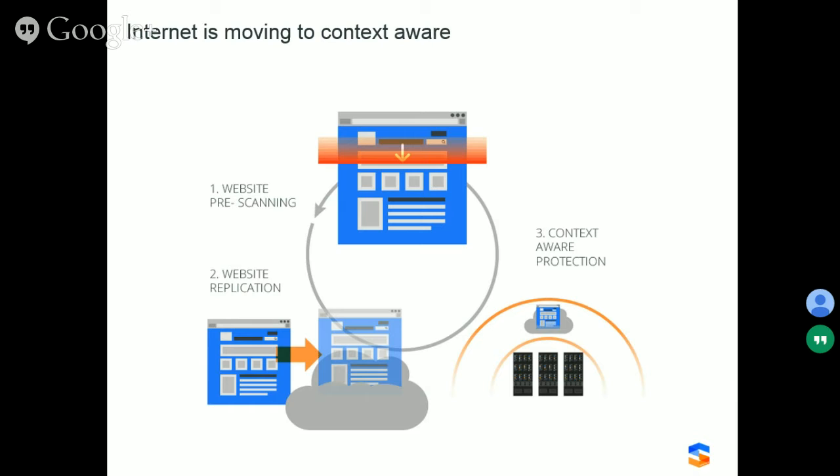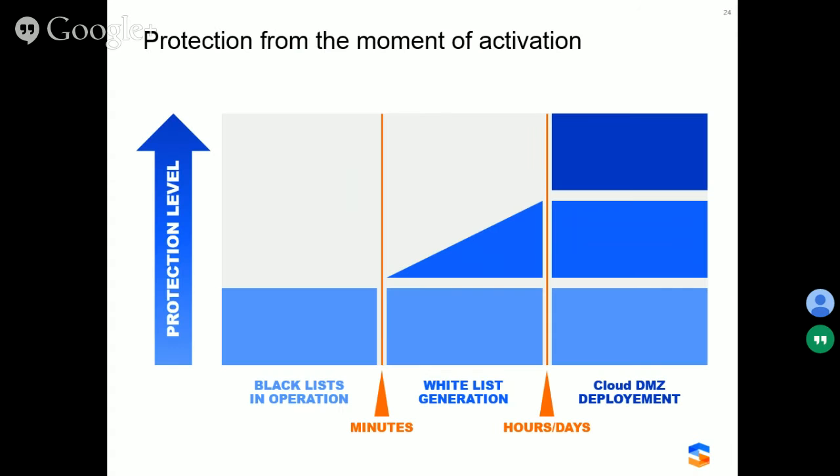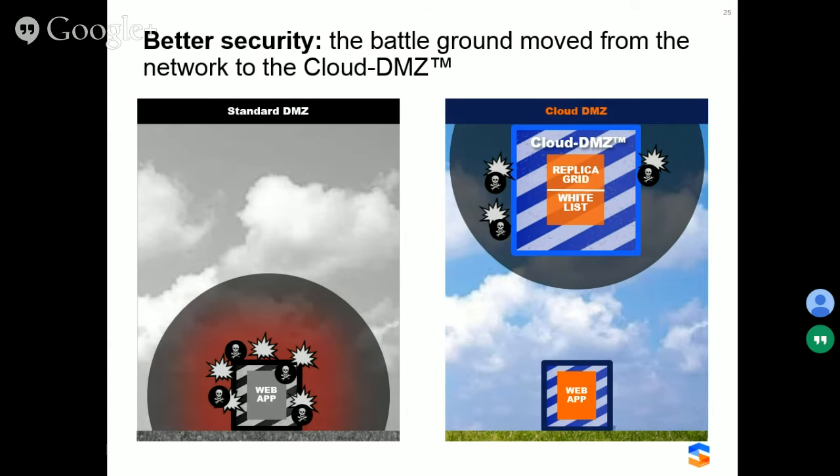We have a pre-scanning, we're building the application of the website, we understand what your users should do, and we will serve only that. In that way, the attack surface will be minimum. You can deploy your website in minutes, and instead of learning the traffic and understanding what the user should do, we're creating the traffic itself and then replicating that to the cloud. Better security: the battle zone is now moved to the cloud, all the attacks go to the cloud, and the web application itself stays clean.